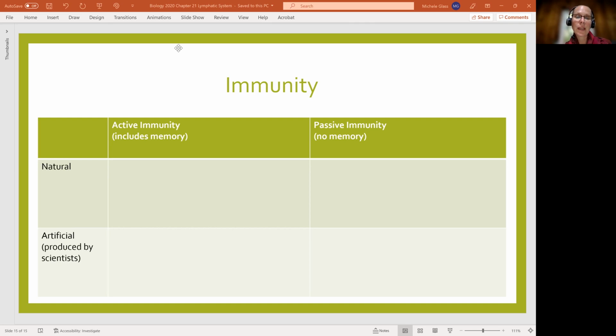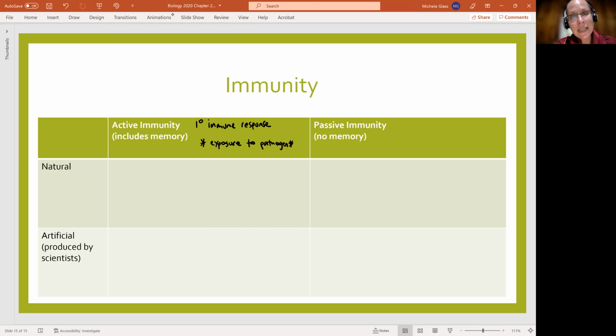Okay. Active immunity by definition means you have a primary immune response. So let's write that down. Active immunity by definition, you have a primary immune response. That's the only way that you get your memory. And so this means the active part means that you have to have exposure to the pathogen.